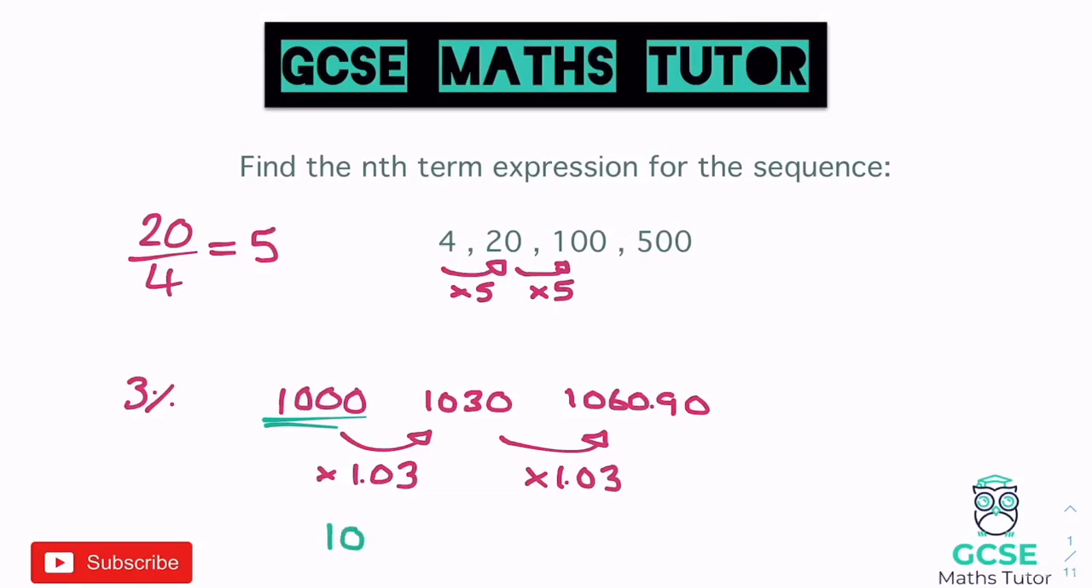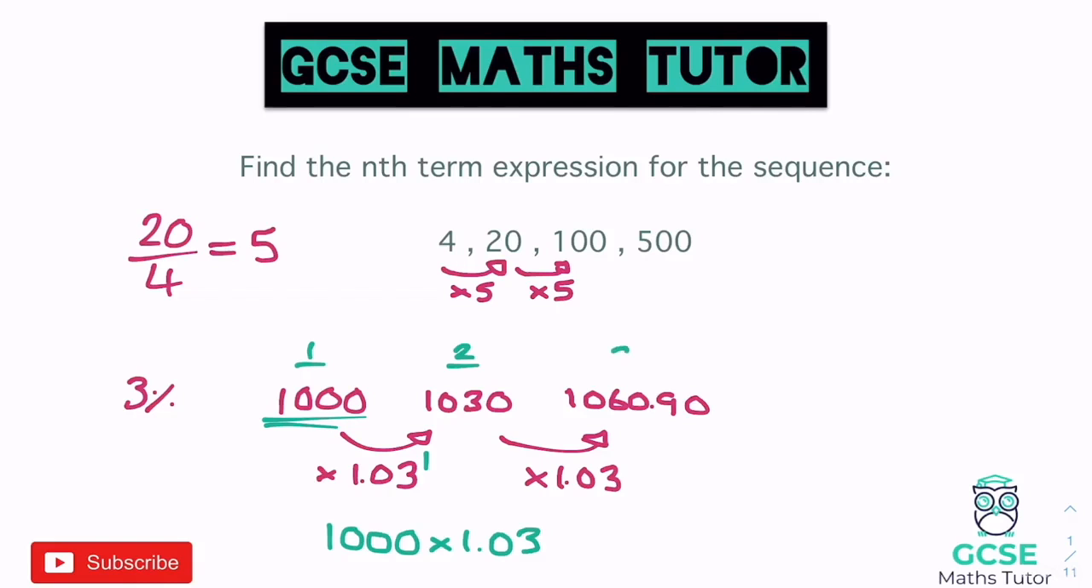I'd write in 1,000, and I'd write down times 1.03, and we put that to the power of whatever year we're on. Now, what I mean by that is, obviously this is our first year here where we start with 1,000. At the end of the second year, we would have times that by 1.03 to the power of 1, okay, to get to that second year.